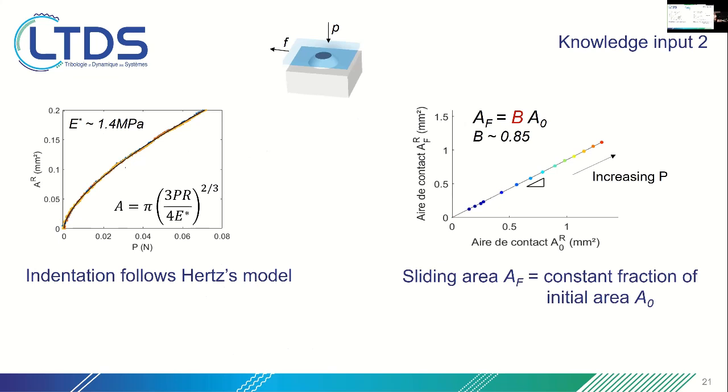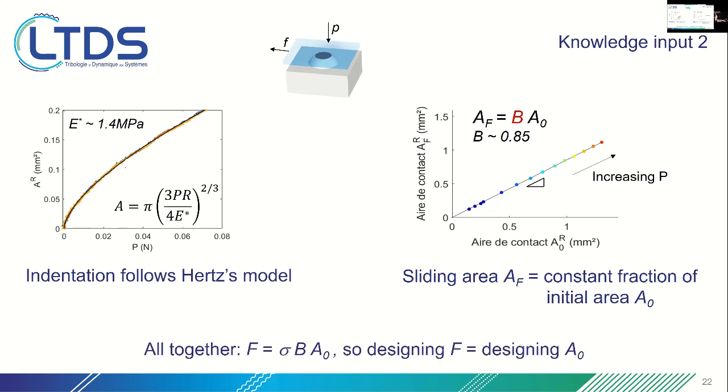Okay, then now you shear these microcontacts, and as I said before, you will expect a reduction of the area. And indeed, if you look at the final area when you are sliding, then it is only a fraction B of the initial contact area that you have when you only press normally on your contact. Okay? B was calibrated to be 0.85 in our experiment. So when you put this slide with the previous one together, you can see that the friction force is proportional now to A0, so the area of contact when you press only normally to the contact. So it's even simplifying the picture.